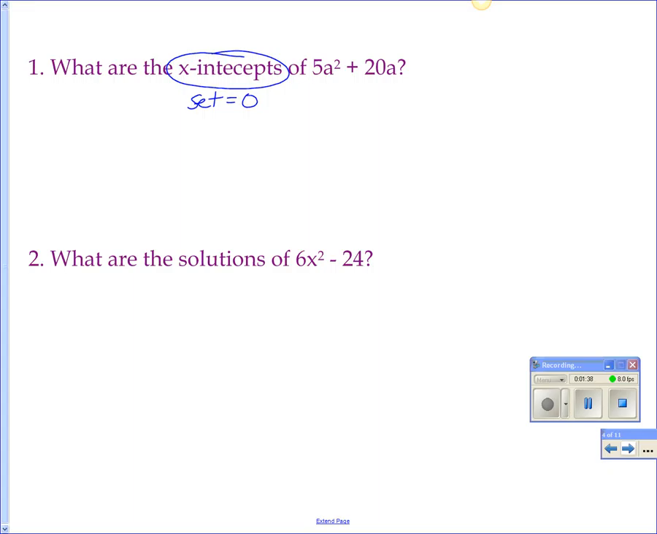What's the first thing I have to ask myself about this problem? Very good. A common factor. What goes into 5 and 20? 5. So I have to divide it by 5. Is there anything else I have to divide it by? Very good.